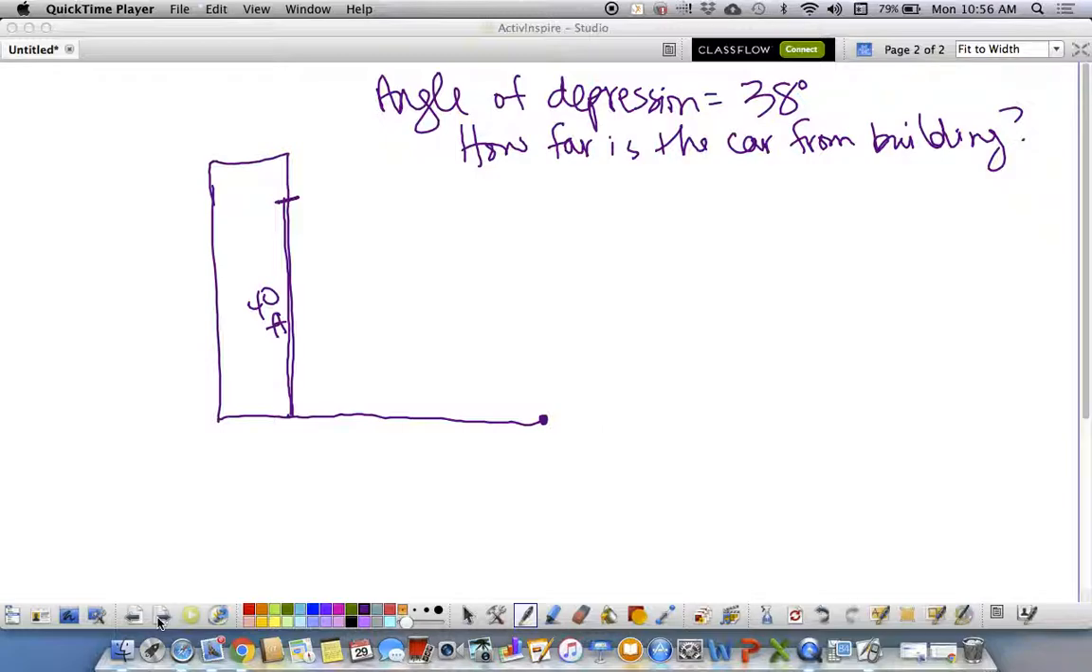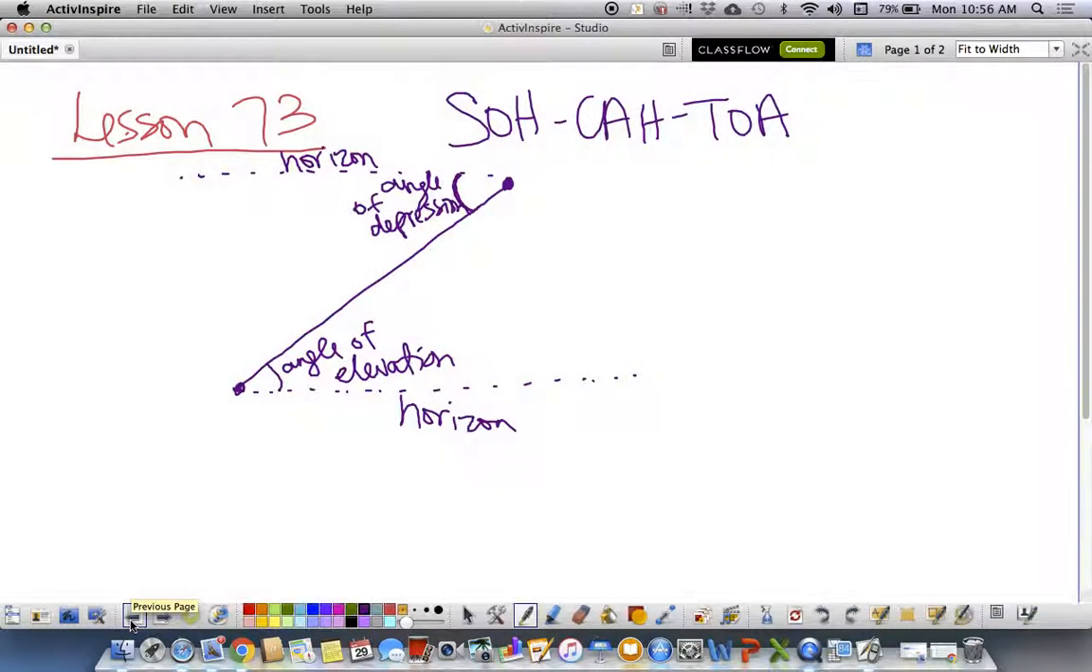You know they're 40 feet high. I would like to see your drawing. I would like to see where you're going to put the angle of depression, because they're standing on a balcony and they're looking down. So where would the angle of depression be, Gray? Good question. I'm not sure. 38 degrees. If we're standing above, high, and we're looking down, where is the angle of depression?